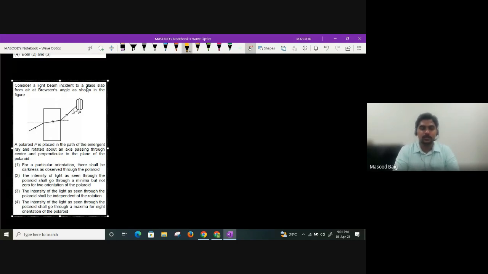Now what is happening? A Polaroid is placed in the path of the emergent ray and rotated about an axis passing through the center and perpendicular to the plane of the Polaroid. What is going to happen? They are asking, guys. So is it partially polarized or not, guys? Yes, it means two components it is going to have. Let us see the options.